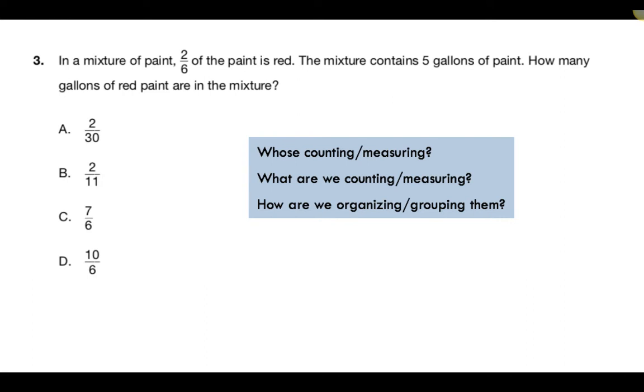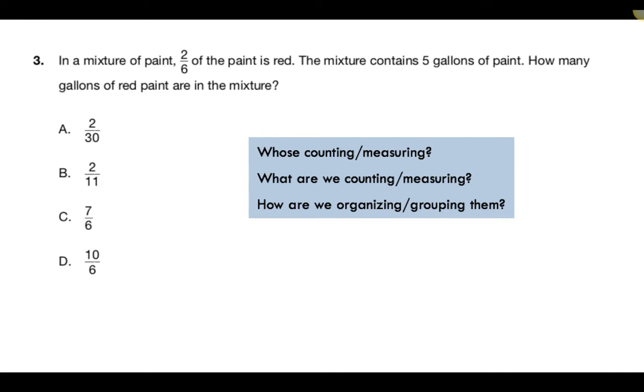And what are we counting or measuring? And so we're measuring this paint. And there's red paint. How many gallons of red paint? There must be some other paint too. Some red paint and some not red paint, right? If 2/6 is red, then 4/6 is not red. So there could be some parts here, the red and the not red.